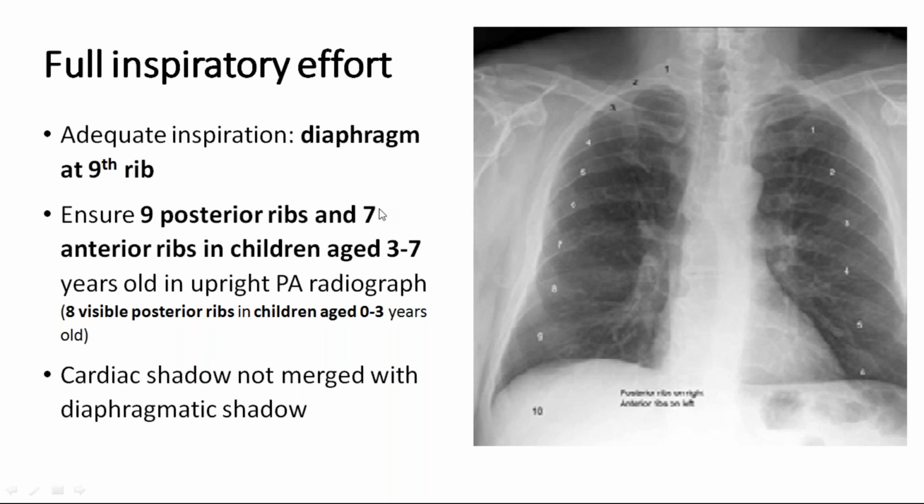Ensure the posterior ribs are 8 and the anterior ribs only 7, at least as shown in a child of 3 to 7 years. So in small children, 7 ribs are enough. Eight visible posterior ribs in children below 3 years. So for below 3 years, only 8 ribs are enough. In children above 3, at least you must see 9 posterior ribs.